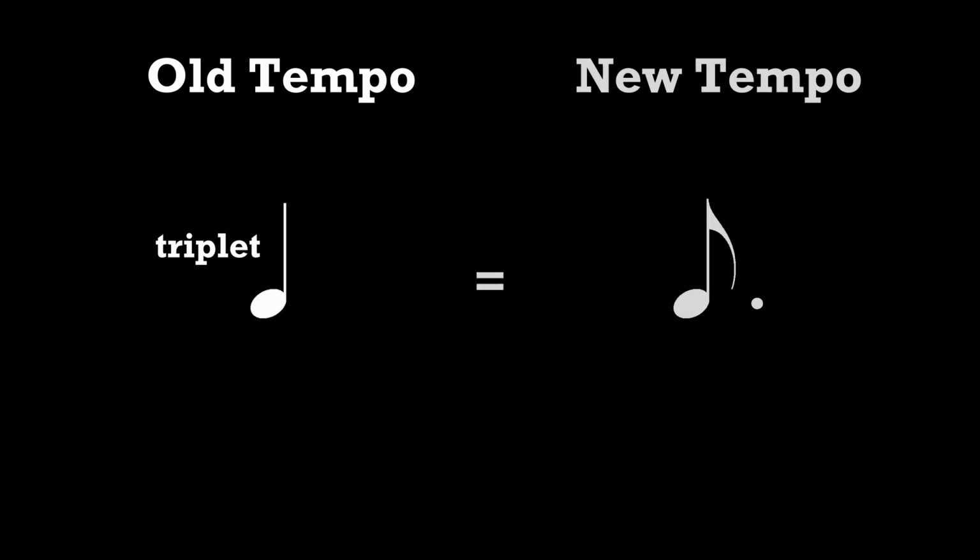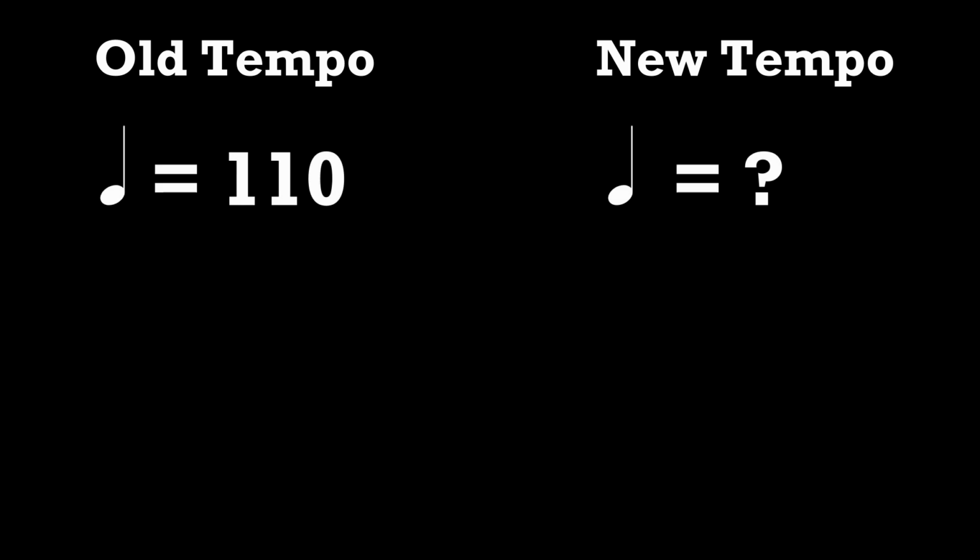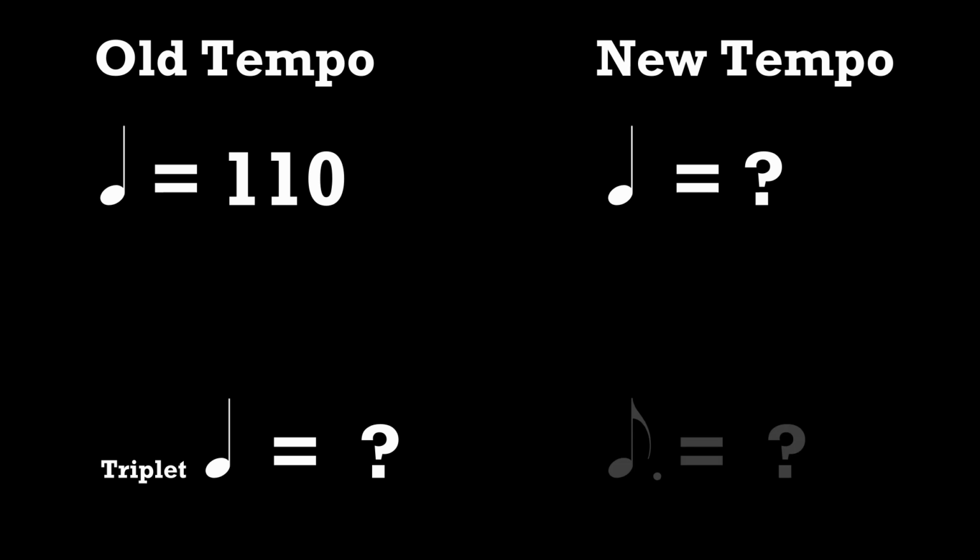This means that a triplet quarter note in the old tempo is equal in length to a dotted eighth note in the new tempo. But we're still measuring our tempo by the quarter note, so to calculate the new tempo, we have to do a little math. In the old tempo, we have 110 quarter note beats per minute. We need to know how many triplet quarter notes we have in a minute, so we can equate that to the number of dotted eighth notes we have in a minute in the new tempo.